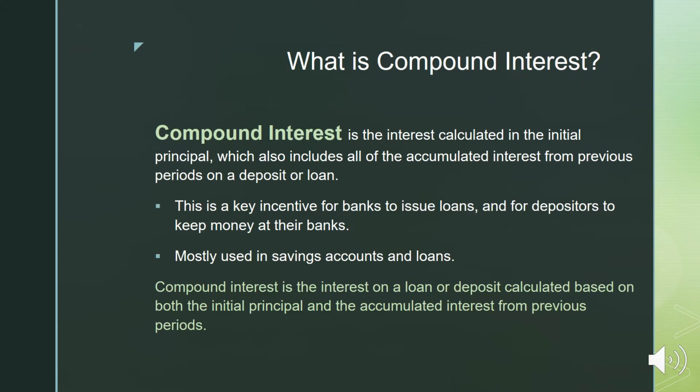So moving into what compound interest is, it is the interest calculated on the initial principal, which also includes all of the accumulated interest from previous periods on a deposit or a loan. This is mostly used in savings accounts and loans. In savings accounts, it is used by depositors to keep money at their banks, and for loans, it is used by banks to be able to give you a loan.